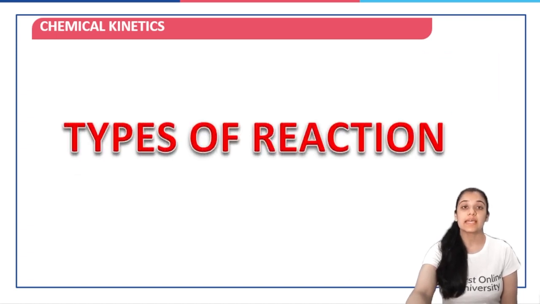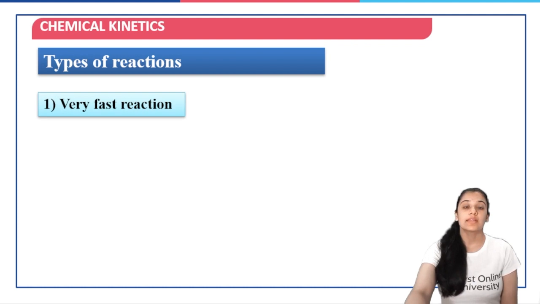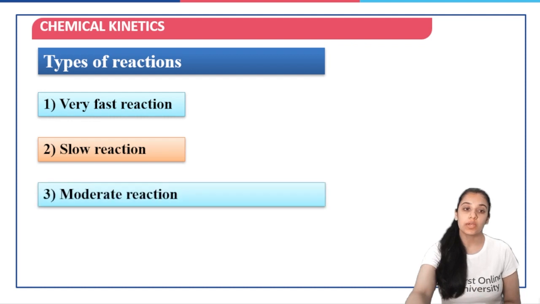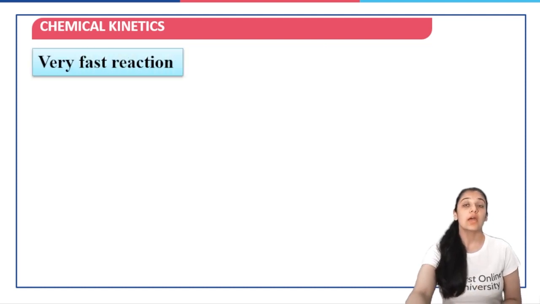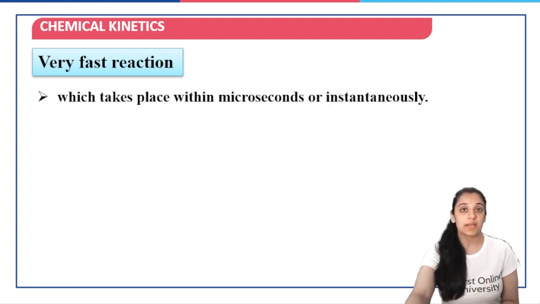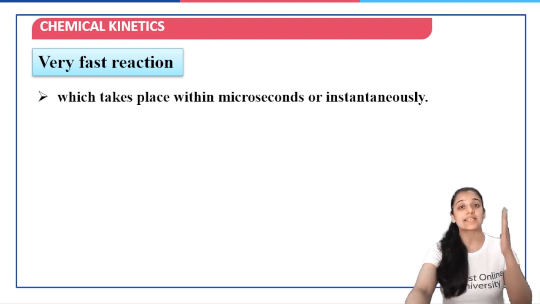Now, what are the various types of reactions? There can be various types of reaction. A reaction could be a very fast reaction, a slow reaction, or a moderate reaction. When I say a very fast reaction, it means this reaction takes place within microseconds or very instantaneously. We just add the components and quickly get the product. We do not even get to know what is happening while the reaction is actually happening. It's only later that we can calculate things or mechanisms can be found out. It's always later, not during the reaction.